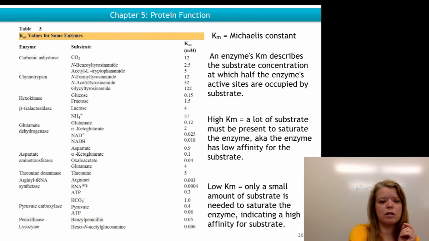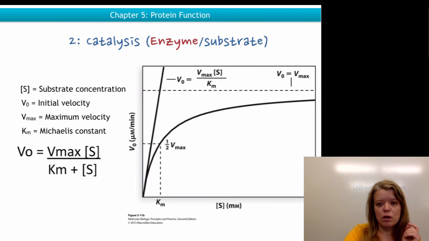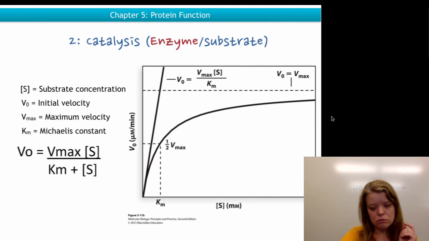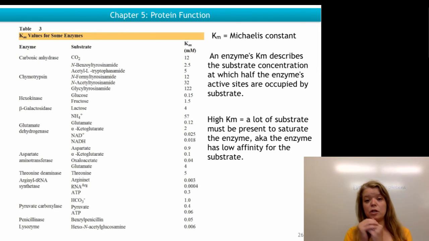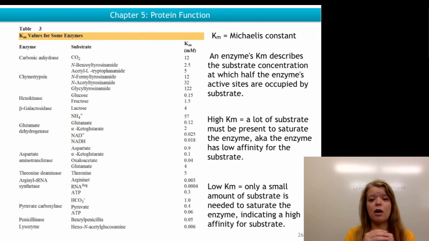So if we go back to the previous picture, you can see that if Km is high, that means this curve is low, and that means that the enzyme has a very low affinity for the substrate. And now a low Km, for example, that of lysozyme, means that only a small amount of substrate is needed to saturate the enzyme. So an enzyme has a very high affinity for the substrate.